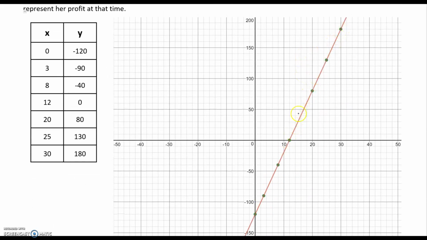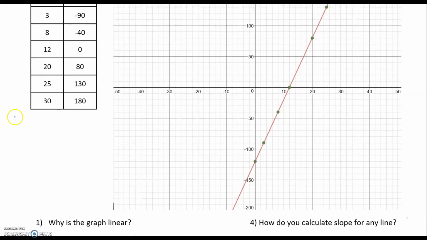I've just gone ahead and plotted them for you all and connected the dots so you can see the actual line of Miss Mancini's candle business profit. Now we're going to go ahead and calculate the slope of this line and see what it tells us about the business. But first we should define what slope is. So slope, in general, is a measure of steepness.